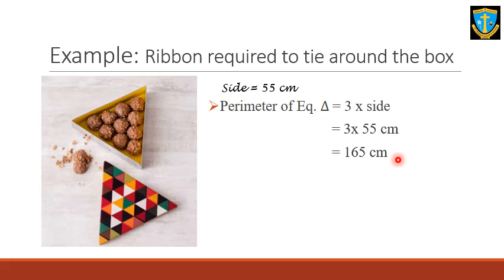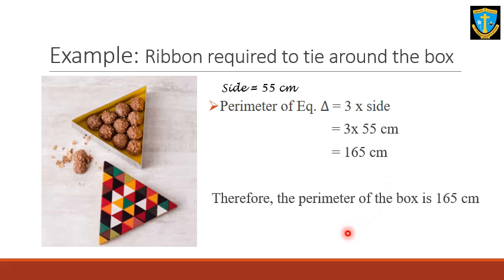Well, yes, the answer will be 165 centimeter. Therefore, I now know that the perimeter of this box is 165 centimeter. And therefore, I will have to take a ribbon which is of length 165 centimeter to tie around this box. Excellent work. Let's go to the next shape.